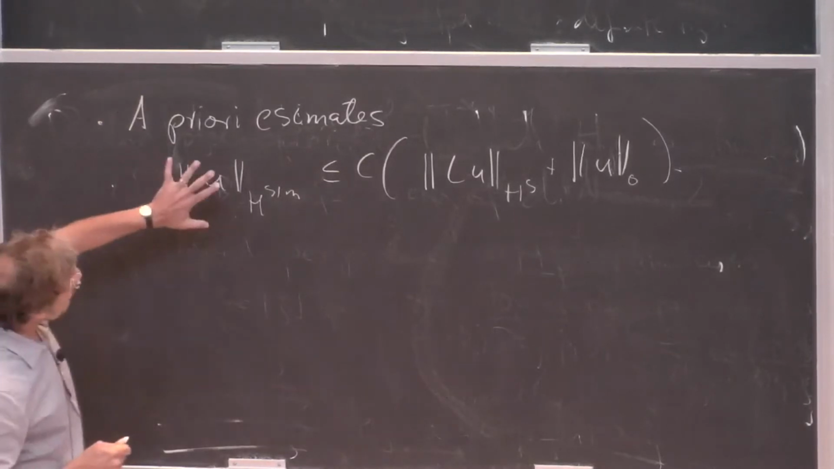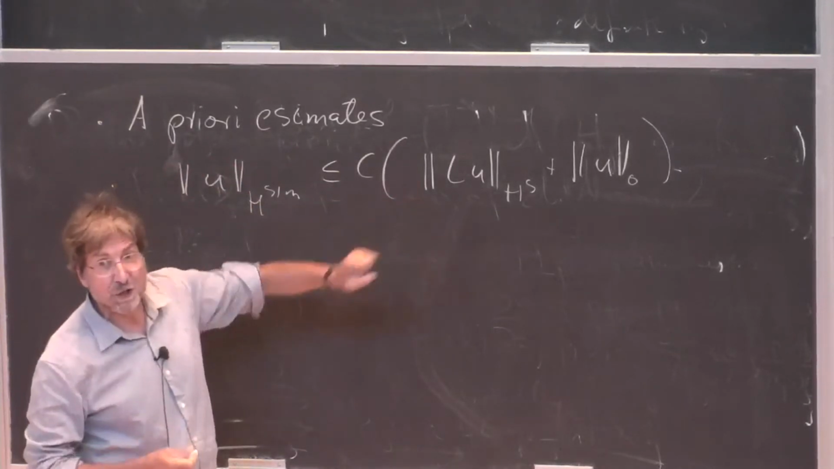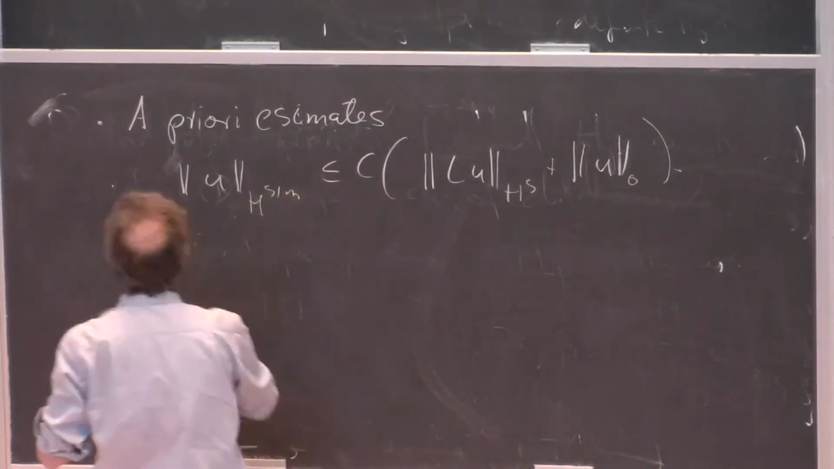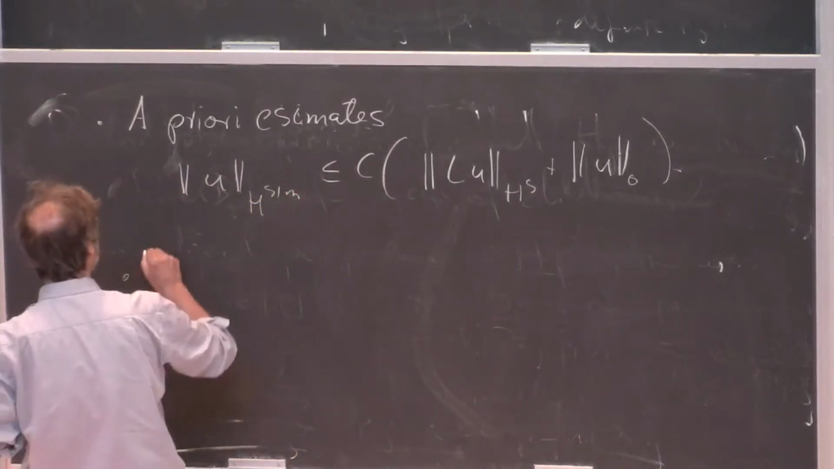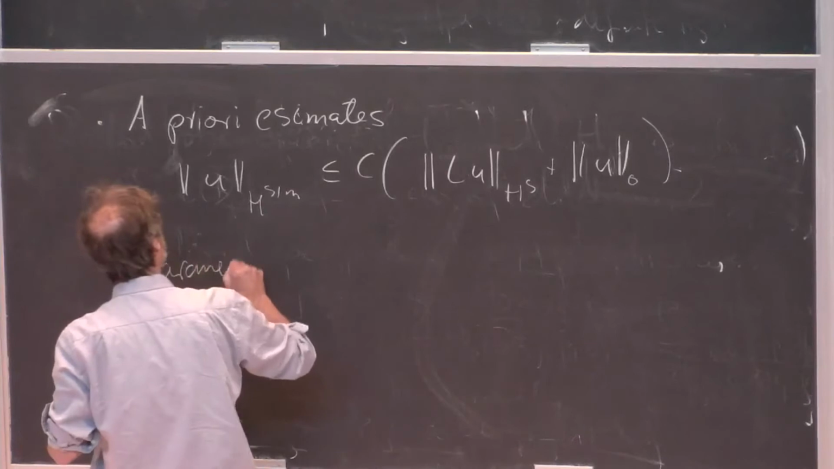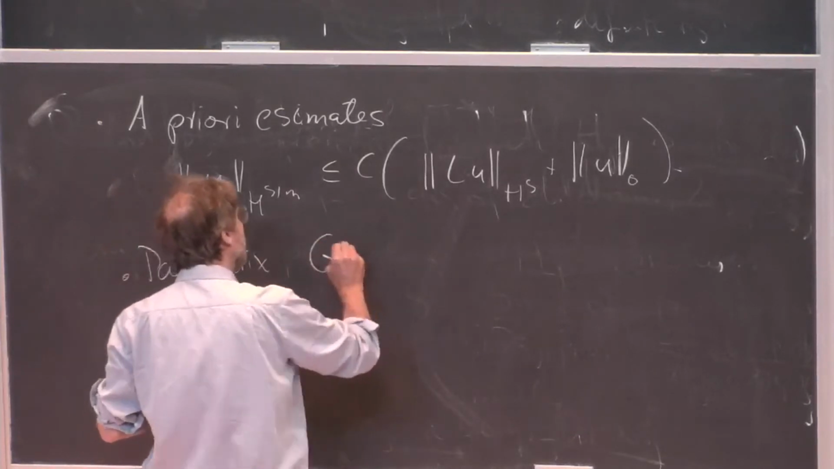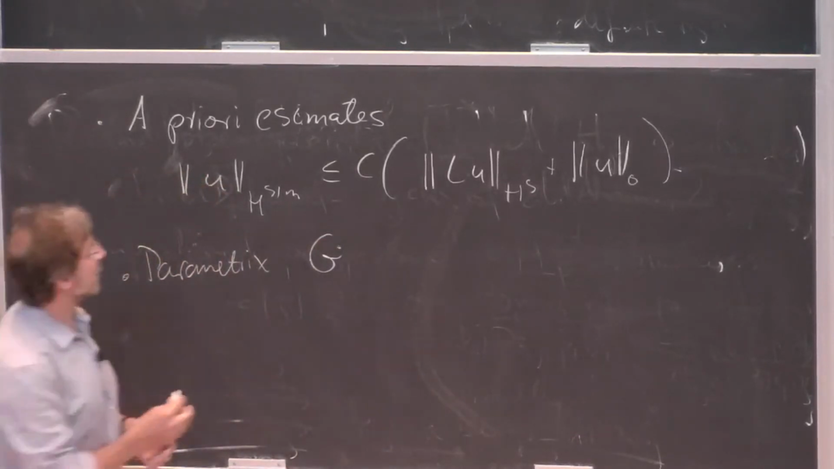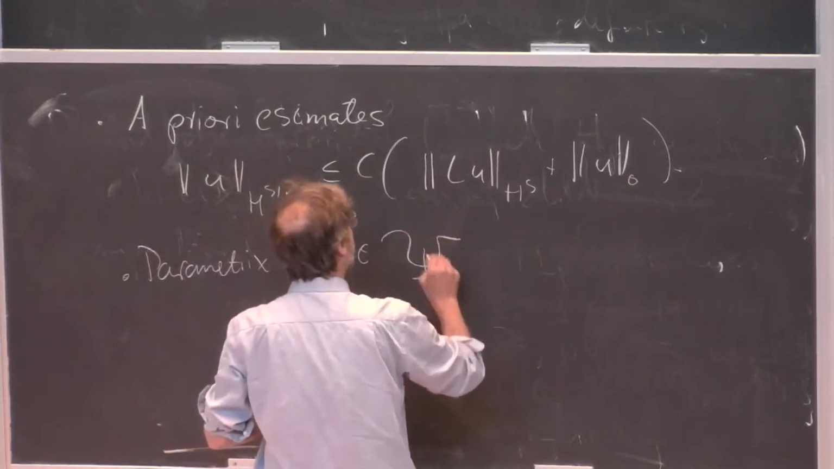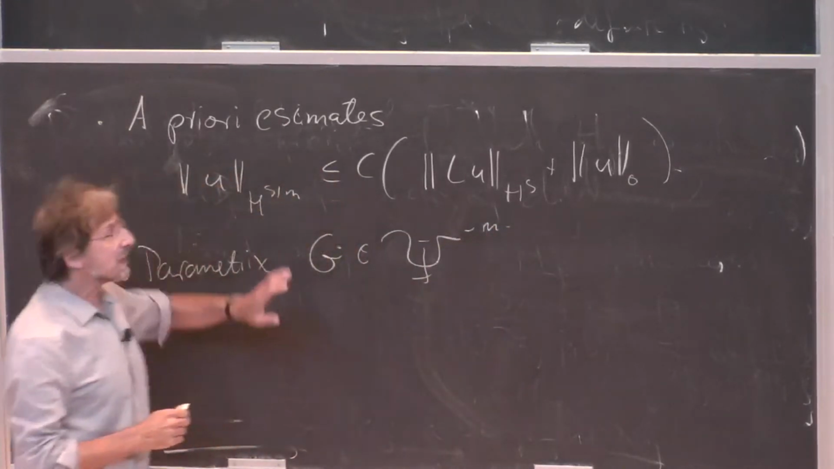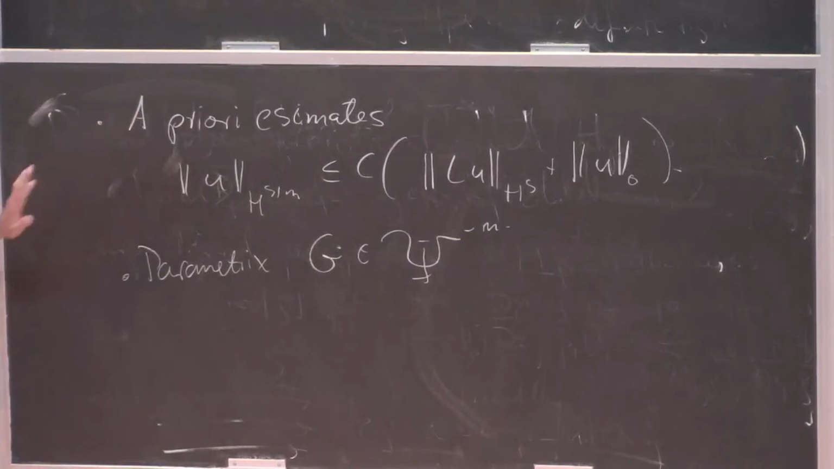And there's a local version or a global version if I'm on a compact manifold. And then the other point of view is a parametrix. So a parametrix is a pseudodifferential operator G. So this is going to be a pseudodifferential operator of order minus M. And let's suppose for the moment that I'm on a compact manifold. So there's no boundary, there's no infinities to worry about. This is just sort of a local theory, but pasted together finitely many times.